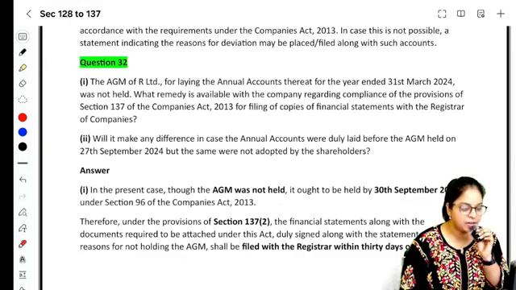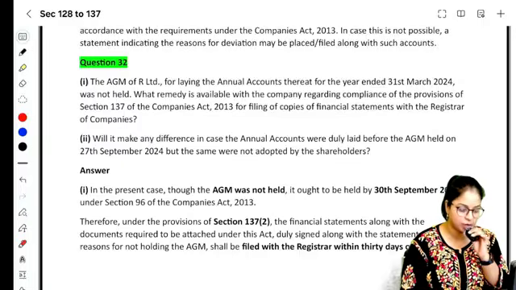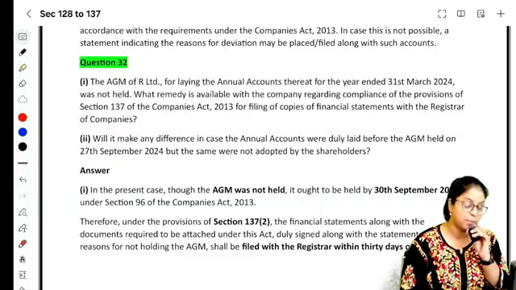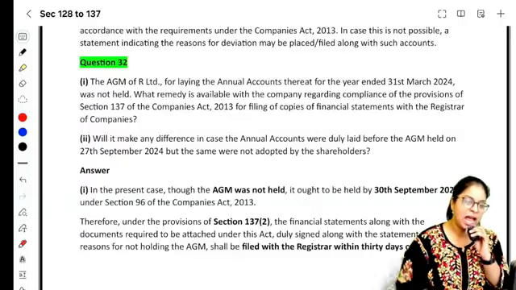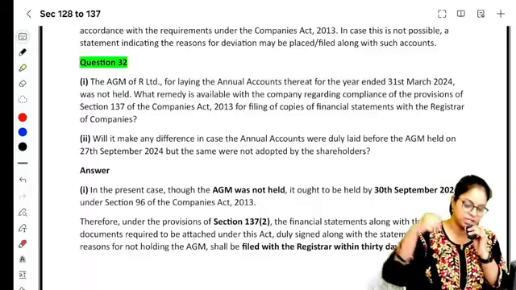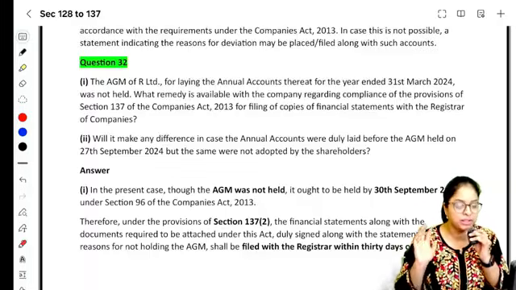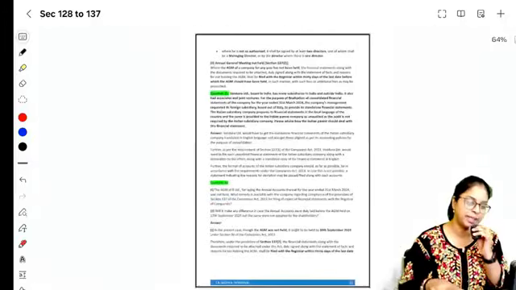Will it make any difference in case the annual accounts were duly laid before the AGM held on 27th September, but the same were not adopted? Then you have to submit from 27th September. Within 30 days, you have to submit the provisional copy to the ROC. And when the adjourned meeting is held and it is finally adopted, then the adopted version should also be given to the ROC within 30 days of the adjourned meeting.